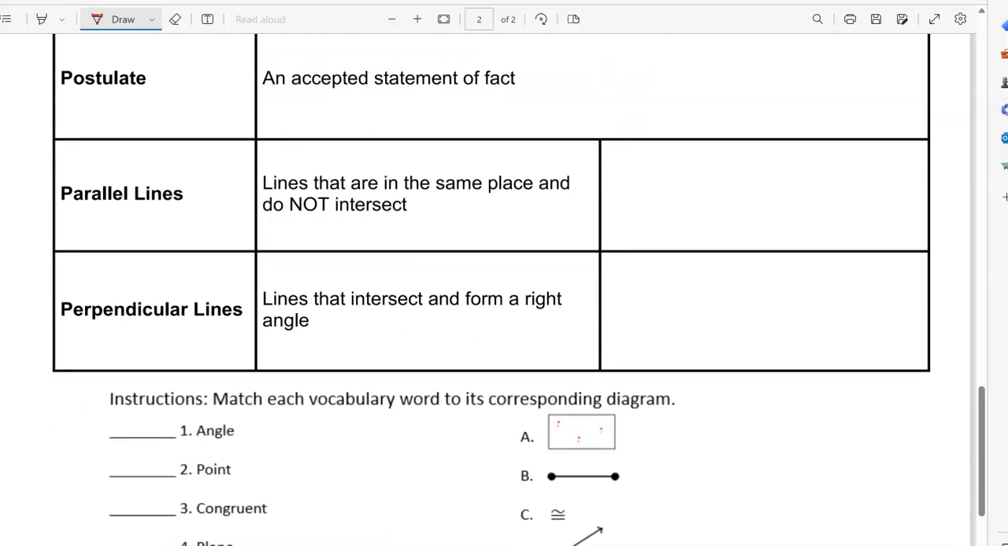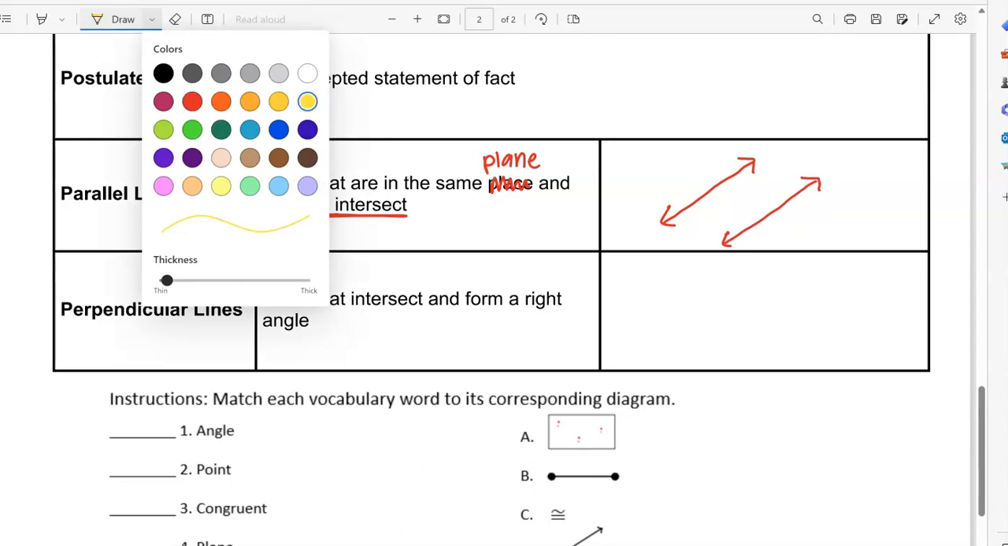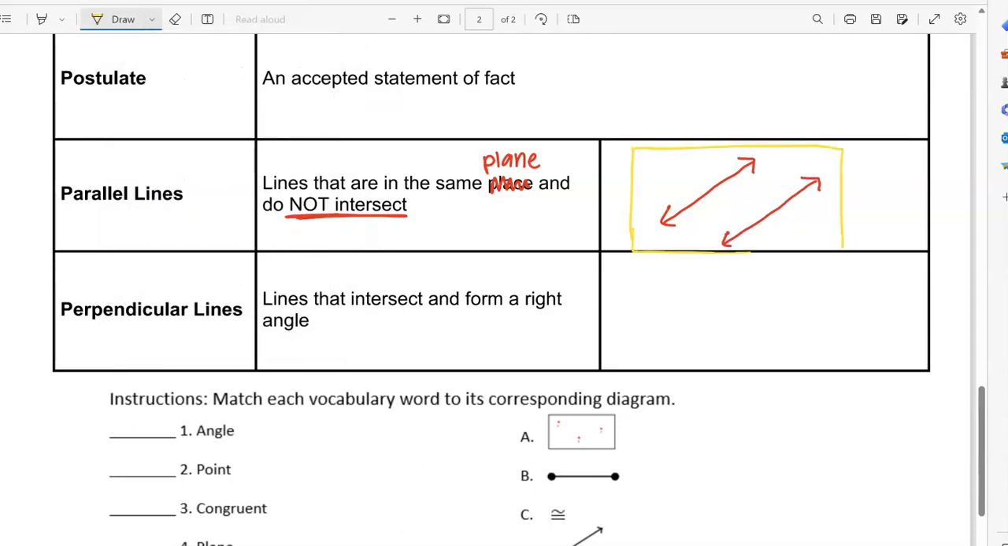And then our last two definitions, we've got parallel lines. Parallel lines are lines that are in the same plane, that should say plane, my apologies. Remember a plane is that never-ending flat surface. So parallel lines are in the same plane and they do not intersect with each other. So we could draw two lines on the same plane, but they are never going to intersect with each other.